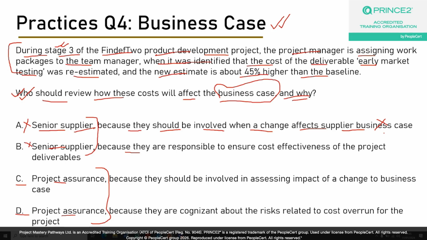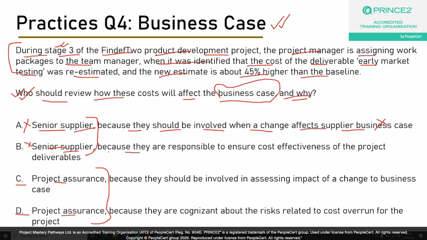probability associated with it. Okay, now no doubt that the senior supplier should be responsible for the supplier business case, but this option is incorrect because it incorrectly links the business case of a project to the supplier business case without any right linkage. Okay, so that is why option A is definitely out of the table. Let's look at option B.